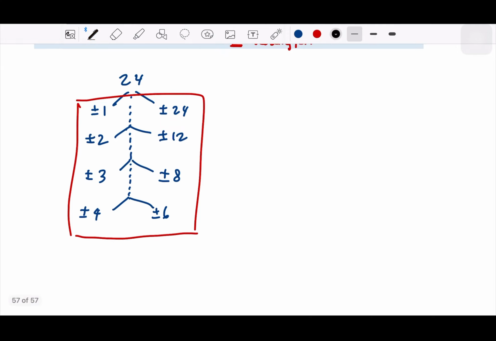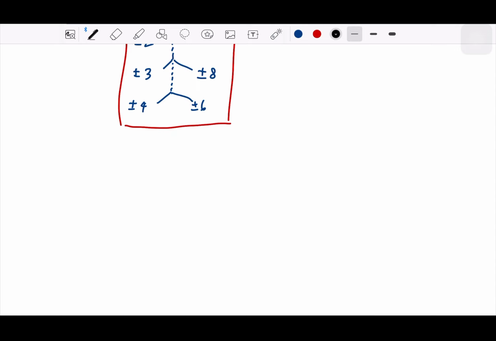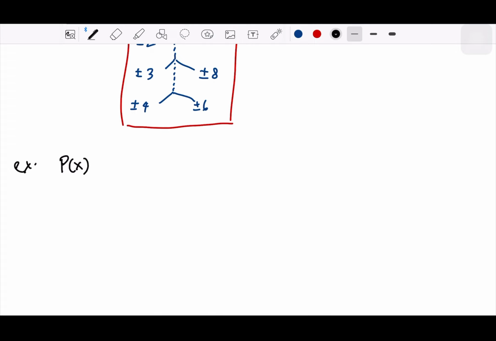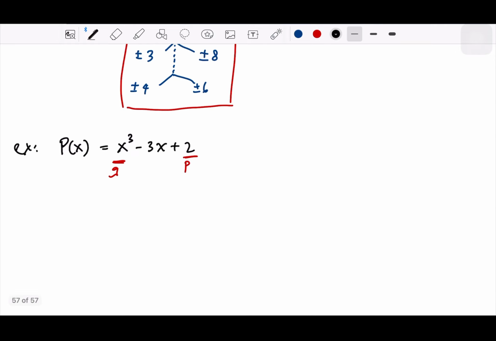So let's see another example to make sure that we understand what it is. So we have P of x. Okay, so we see that this is p, this is p, this is q. So we can take this, that 2 can be written as these two factors.